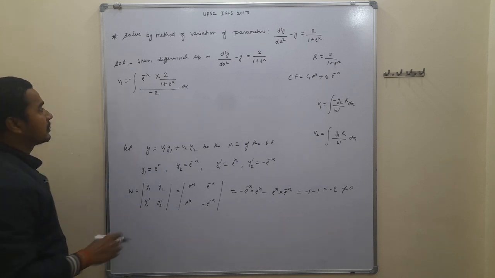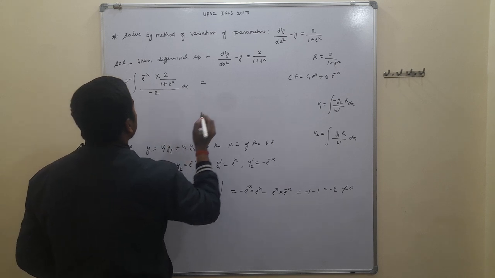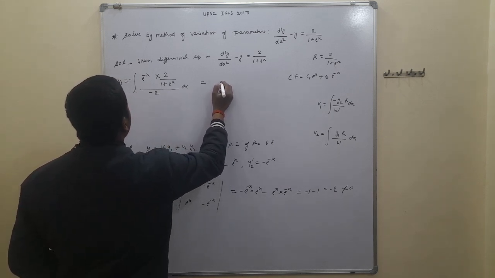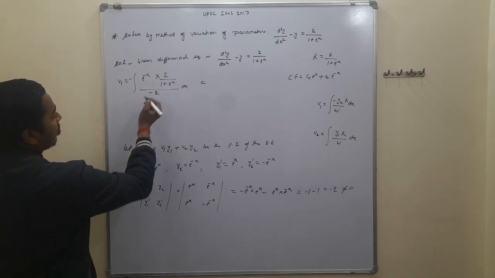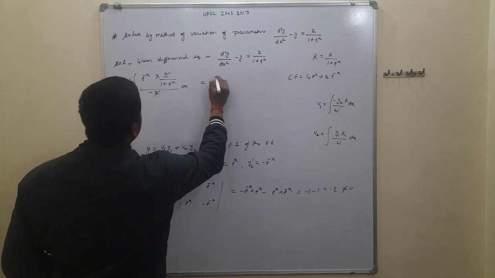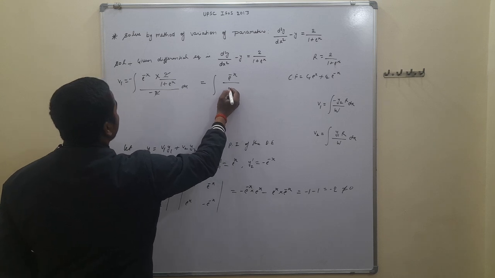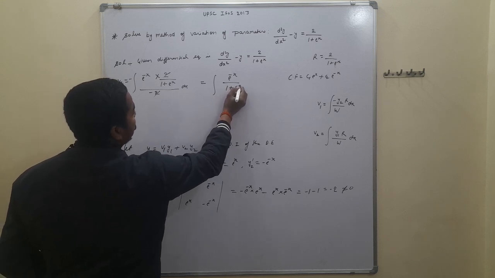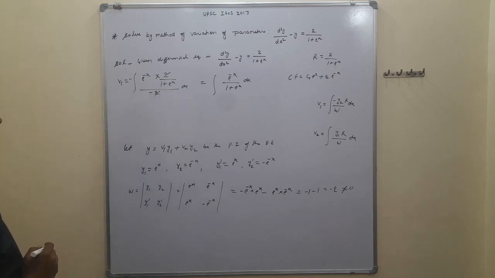Further we have to solve. For v1, minus and minus is plus, the 2 cancels with the 2, and the remaining is the integral of e to the power of minus x upon 1 plus e to the power x dx. For v2, y1 is e to the power of x and r is 2 upon 1 plus e^x.